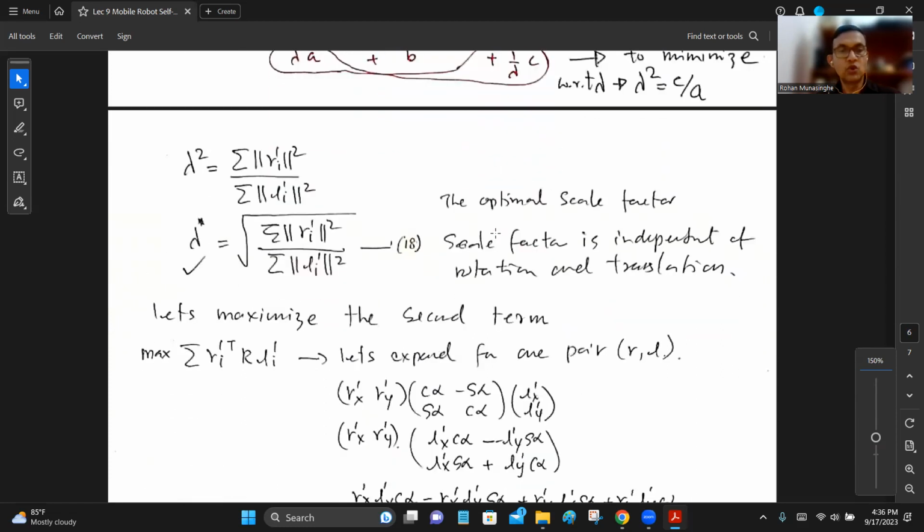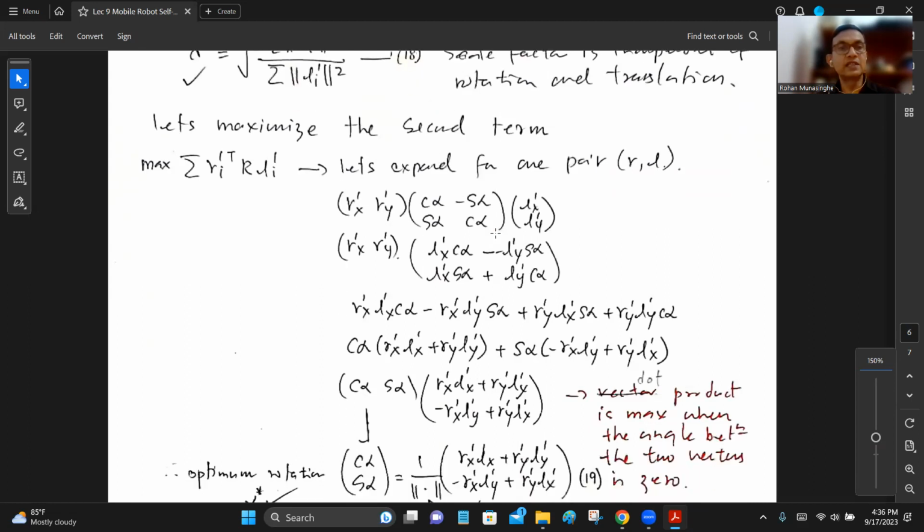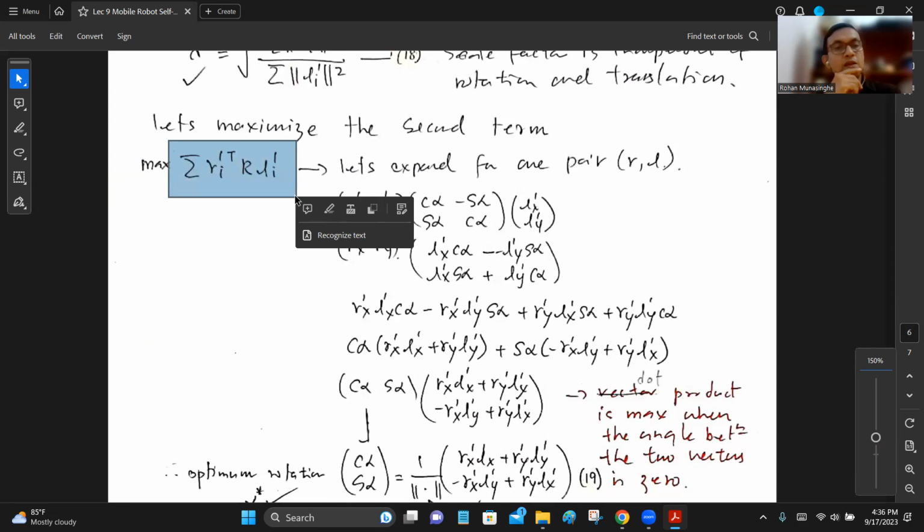Okay. So let's maximize the second term. This is the second term: summation of R_i' transpose, capital R, L_i. This transpose comes again, as I explained. Every time you multiply two vectors, one of these vectors has to be transposed, right? It should be a row and a column. Otherwise, you cannot multiply. So that's why this transpose comes in.